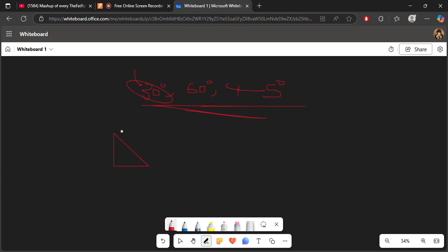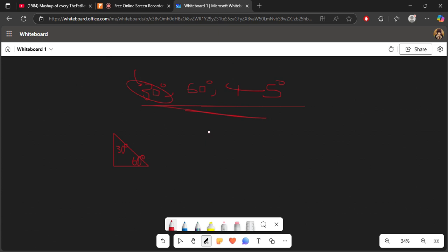If I draw a triangle like this, and this is 30 degrees, and this here is 60 degrees. What is the sine of this 30, the sine of this 60, the cosine of this 30, the cosine of this 60, the tangent of the 30, and the tangent of the 60?